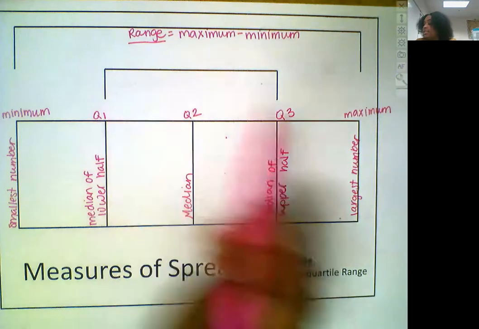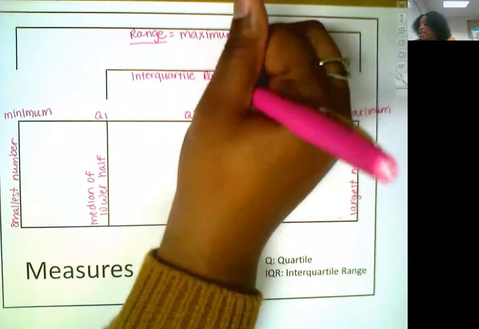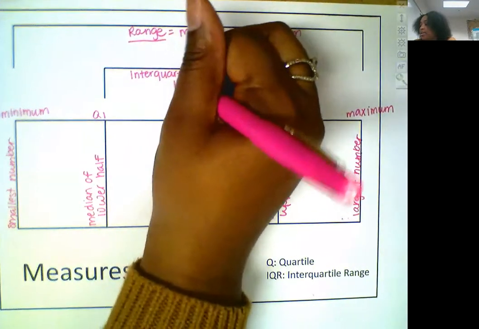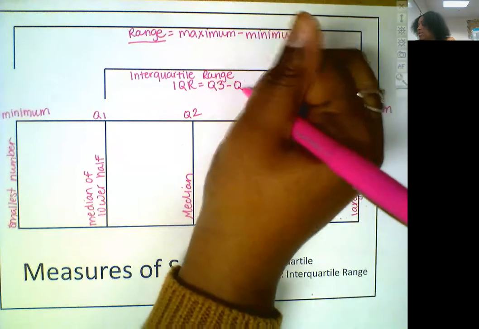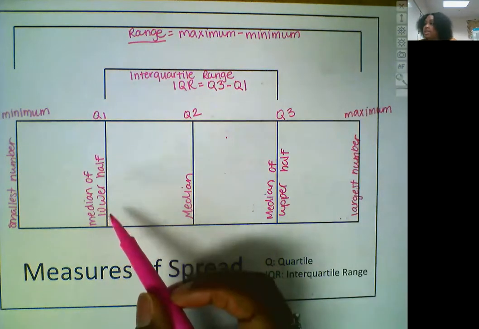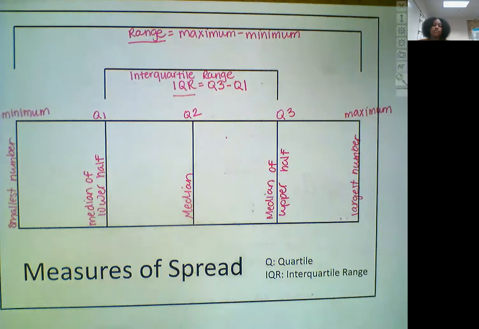And then remember, we talked about the interquartile range. This can be abbreviated by IQR. Remember, IQR is equal to your upper quartile minus your lower quartile. So IQR is equal to Q3 minus Q1. All right. And that completes our notes.